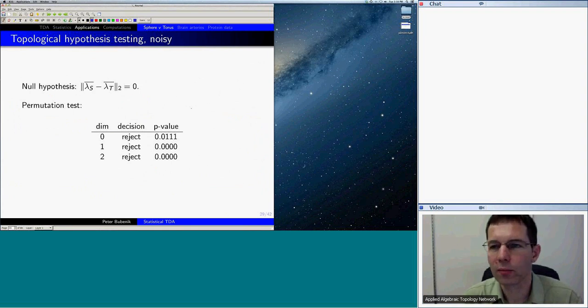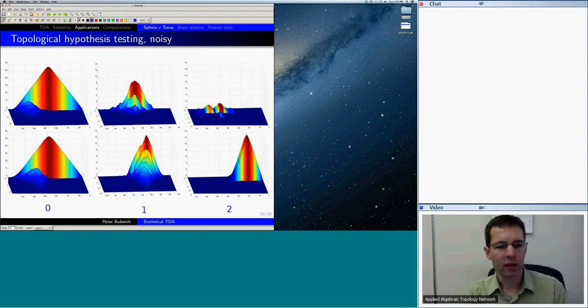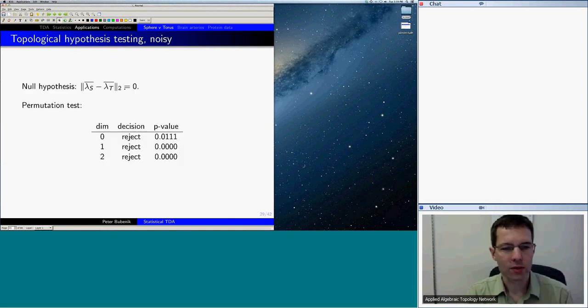So let's just test. This time, let's do something that's a little more sensitive than last time. Let's take the difference between the 2 landscapes and take the 2 norm of that and check to see if that's statistically different from 0. Not surprising is that we reject this null hypothesis for degrees 2 and 1, but what's almost shocking is that we also rejected for 0. That in 0, they're almost identical. So what's wrong with our test here?